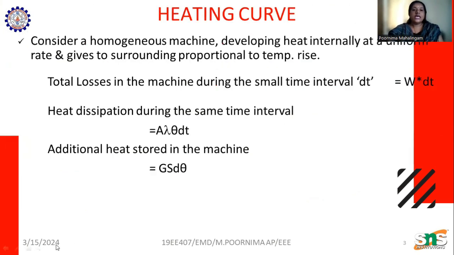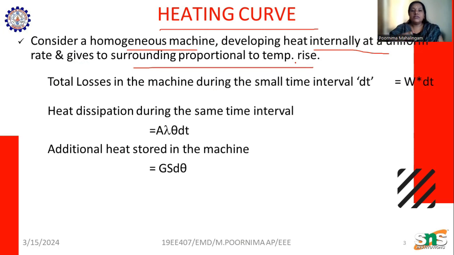Here the next thing is the heating curve. First, let us see what the heating curve is. Here we consider a homogeneous machine which develops heat internally at a constant rate and gives it to the surroundings in proportion to the temperature rise. The total losses in the machine during a small time interval dt is W into dt, that is, power with respect to time.